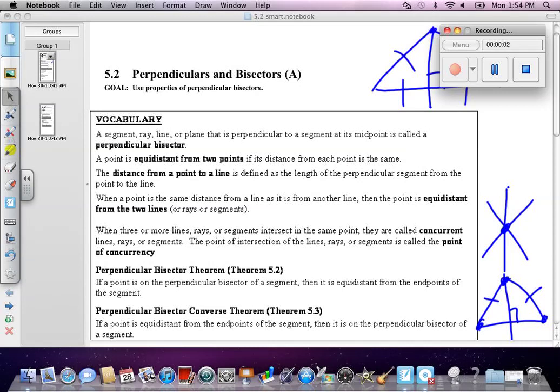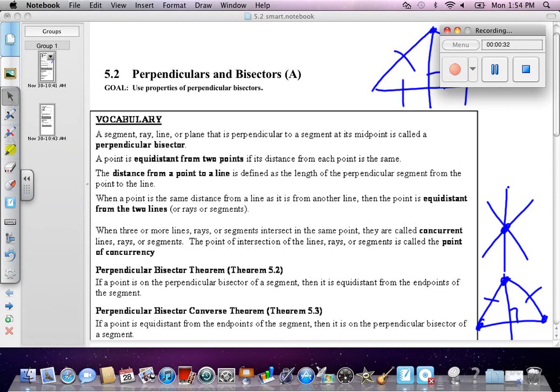Ladies and gentlemen, we're looking at 5.2, which is perpendiculars and bisectors. A segment, ray, line, or plane that is perpendicular to a segment at its midpoint is called a perpendicular bisector. A point is equidistant from two points if its distance from each point is the same. The distance from a point to a line is defined as the length of the perpendicular segment from the point to the line.